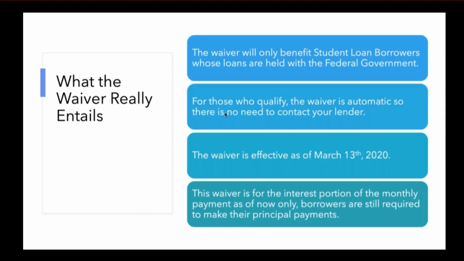Now, this waiver is only for the interest portion of the monthly payment. So it's very crucial to understand, if you're a borrower and you qualify for this waiver and you still have a monthly payment due, you need to make that monthly payment. This waiver is just allowing all dollars to go strictly to principal. Now, this gives us some opportunity to use some strategies to get ahead of the game, which we'll get to in a little bit. But remember, if you have a payment due, you still need to make that payment as of now.